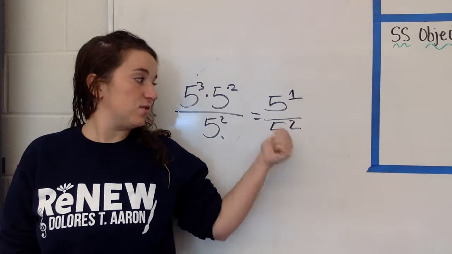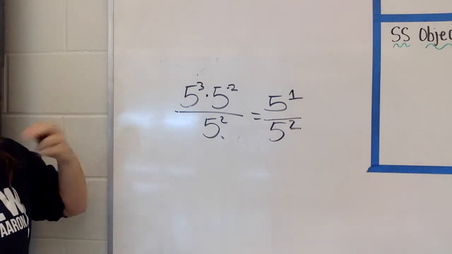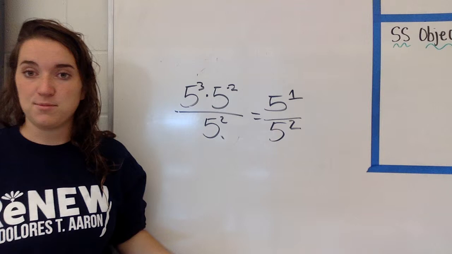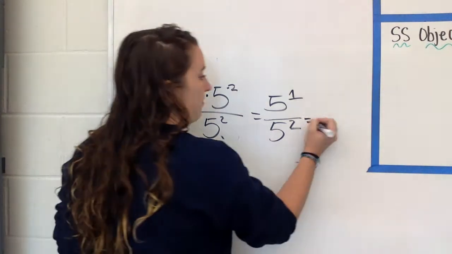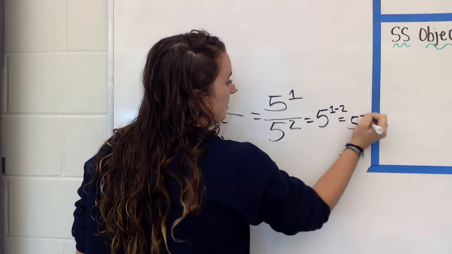Now what operation does this fraction bar mean? Division. What do I do when I'm dividing with the same base? I subtract my exponents. So I'll have 5 to the 1st power minus 2, which is 5 to the negative 1st power.